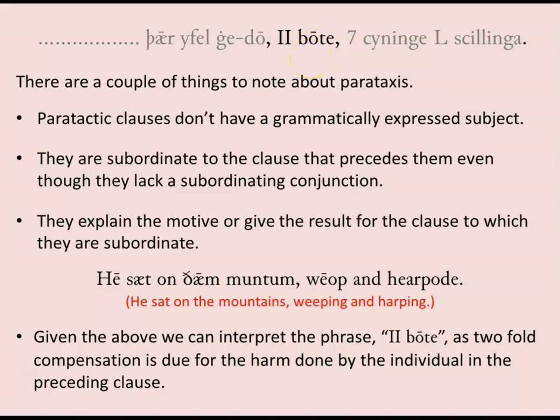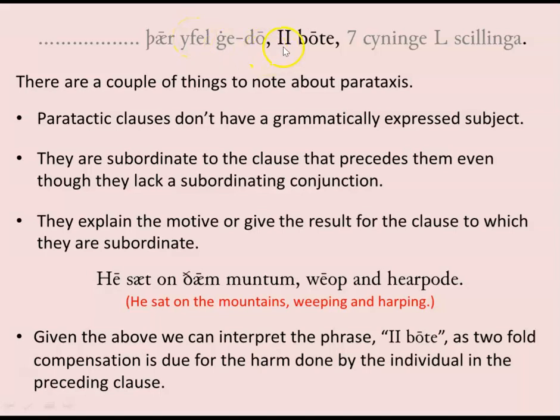So this twofold compensation is a terse, clear, minimalist way of saying twofold compensation for everything that followed here, where this one individual did evil to a group of people who had gathered in the king's name. Okay, that's the consequence for it. They explain the motive or give the result for the clause to which they are subordinate. So here, twofold compensation was a consequence of what this individual did to this group of people who had been called together in the name of the king.